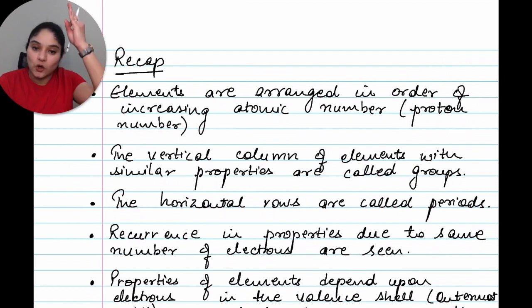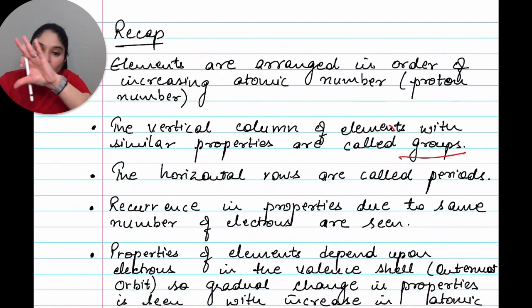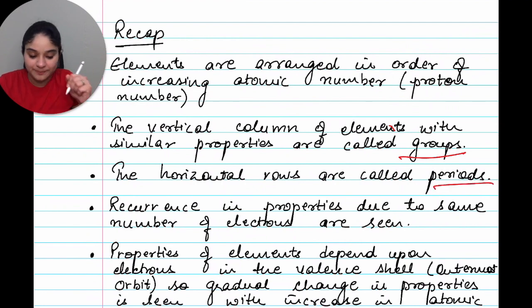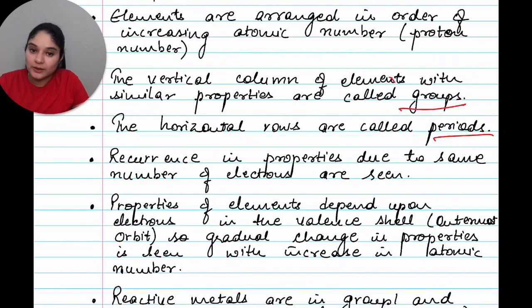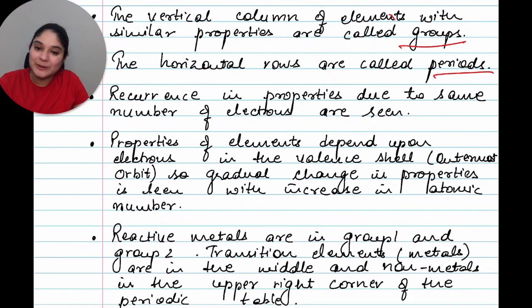Okay. Now, let's talk about the next point. The vertical column of elements with similar properties are called groups. Then the horizontal rows are called periods. Recurrence in properties due to same number of electrons are seen. Properties of elements depend upon electrons in the valence shell. Okay, because that will tell us whether this particular element will donate for combining. That means will form ionic bond or will form covalent bond.